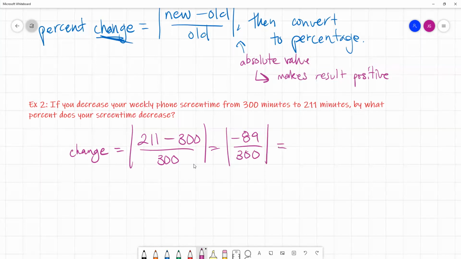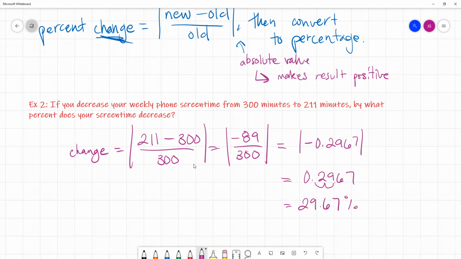And so when we divide negative 89 by 300, we're going to get the absolute value of negative 0.2967. I'm still in the middle of my work, so I don't want to round until the very end. And here, these absolute value bars are going to make this positive. So now I have a positive 0.2967. And then from here, I'm going to convert to my percentage. So I move my decimal place over to the right 2 times, and I get 29.67%. So that's my change.